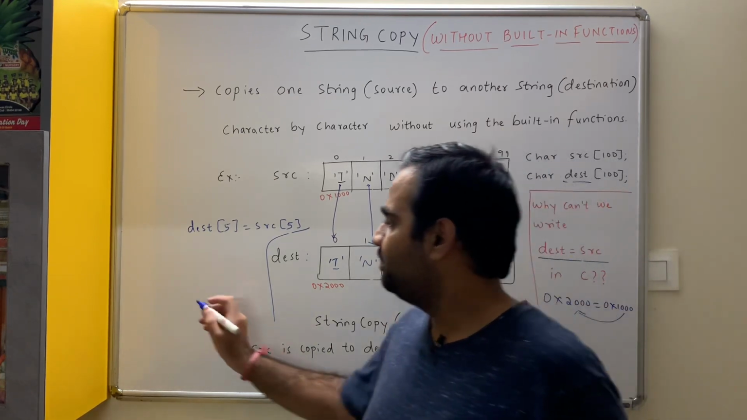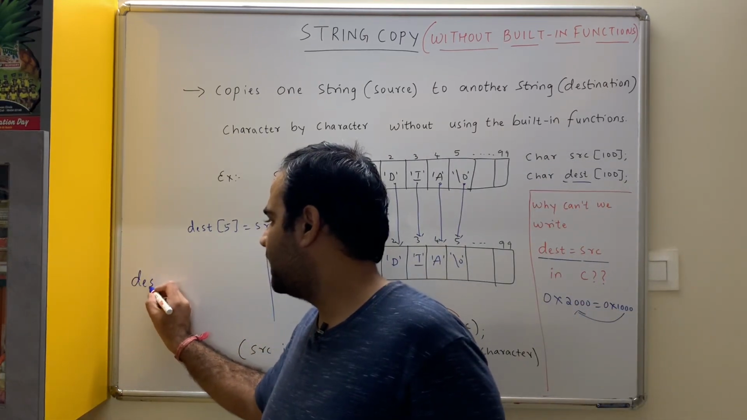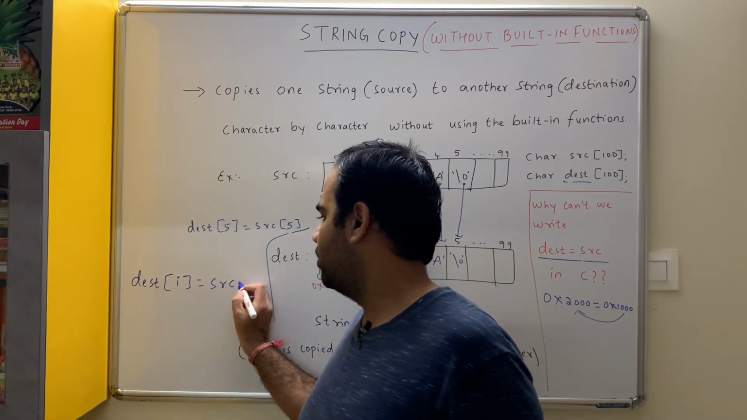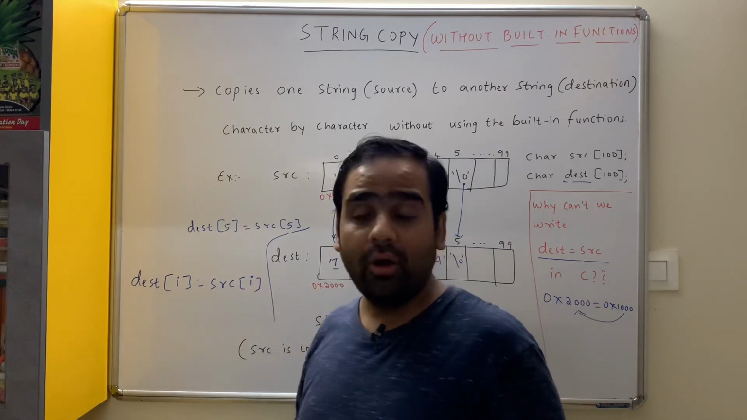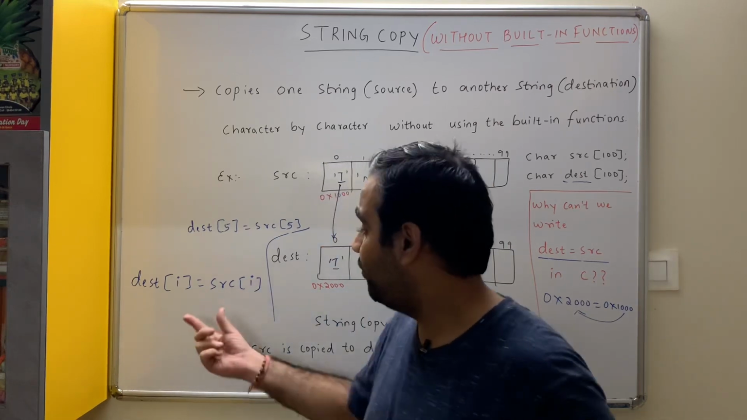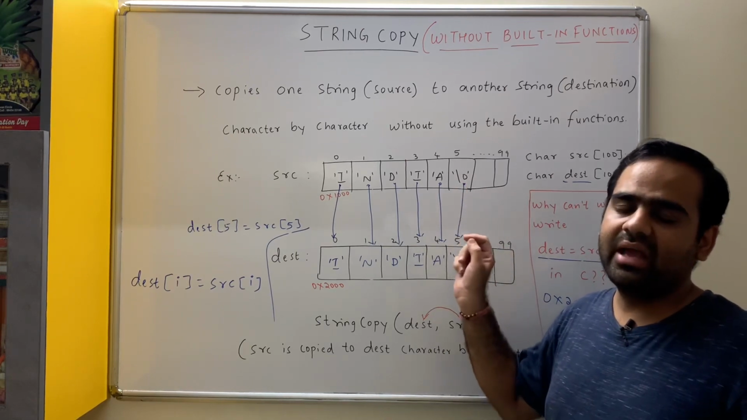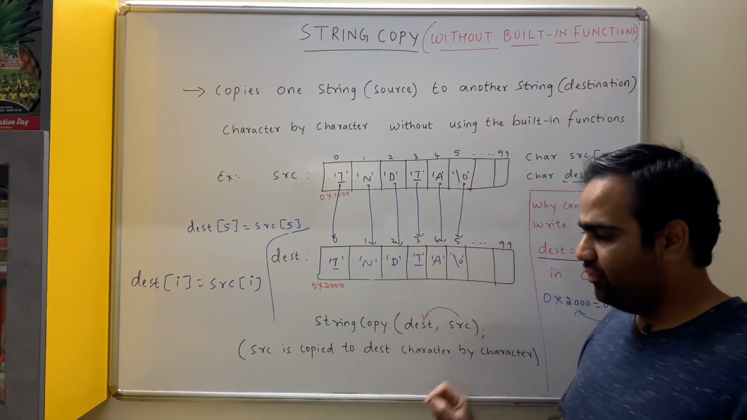In general, what are we doing? At destination of I, we are copying source of I. And how long do we copy? As long as we do not reach the null character.